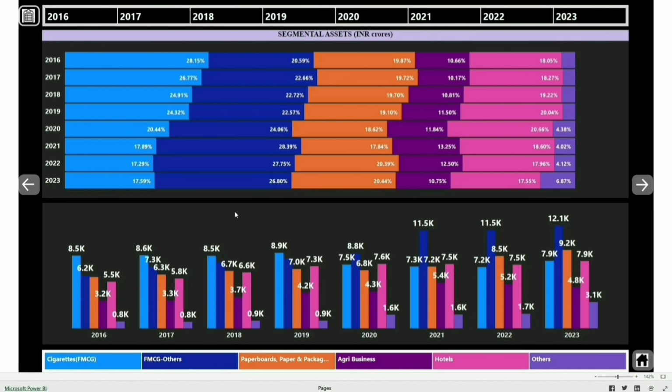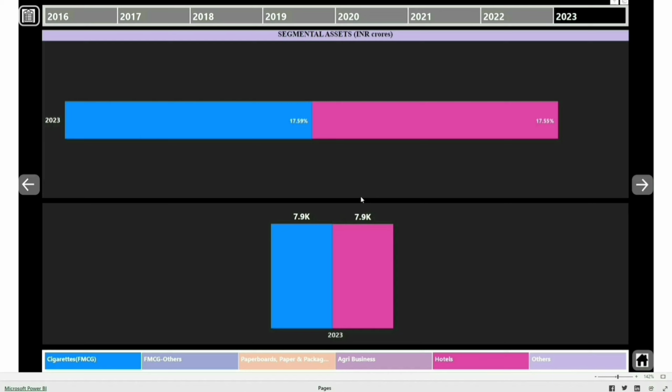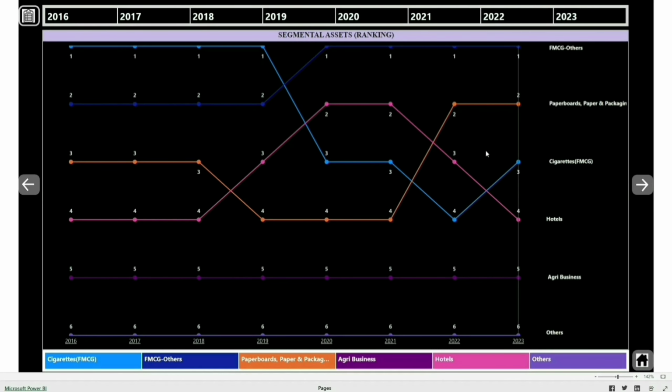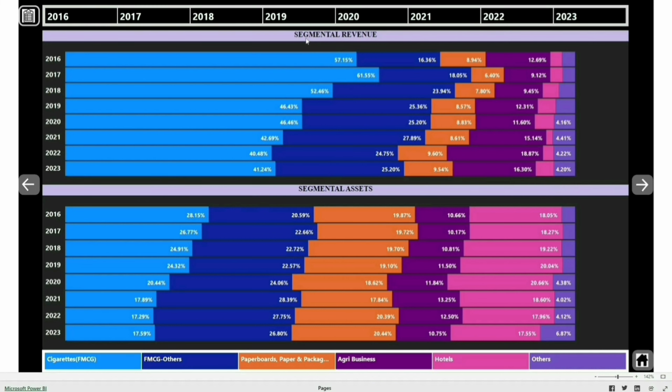So now that we have already seen the segment reports, for the year 2023, let's select cigarettes and hotels, right? Here you can see both of these segments have a similar amount of assets, with a difference of only 0.04%. Please keep that in mind. So let's move forward. Here we are going to see the ranking for the same. You can check it out on your own. Going forward, okay, here's the revenue segment.